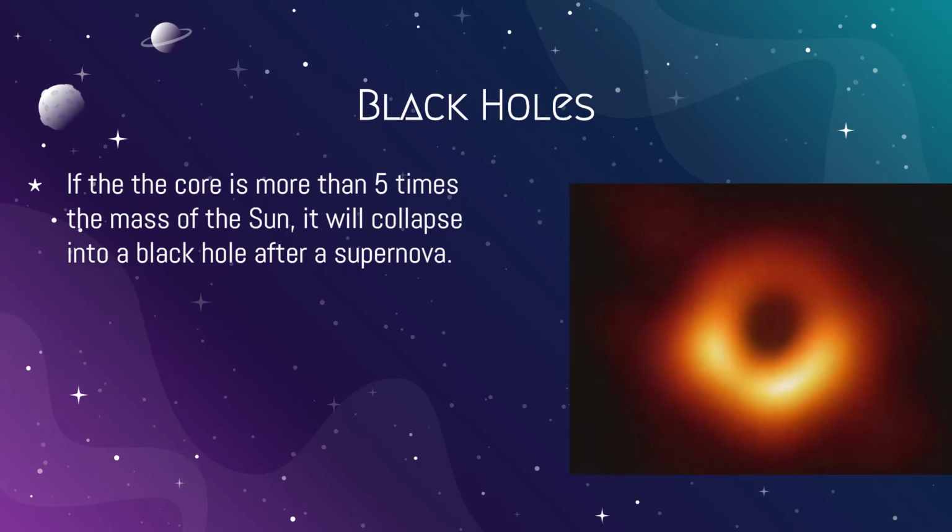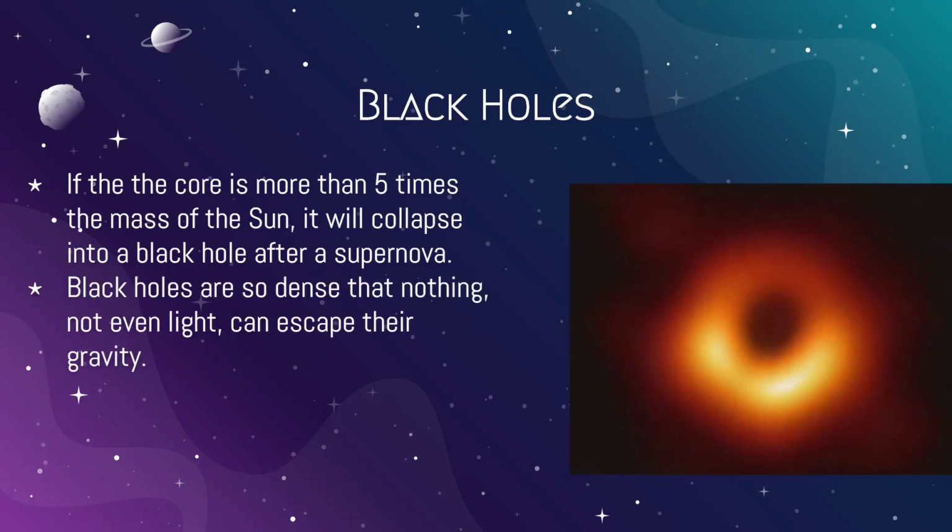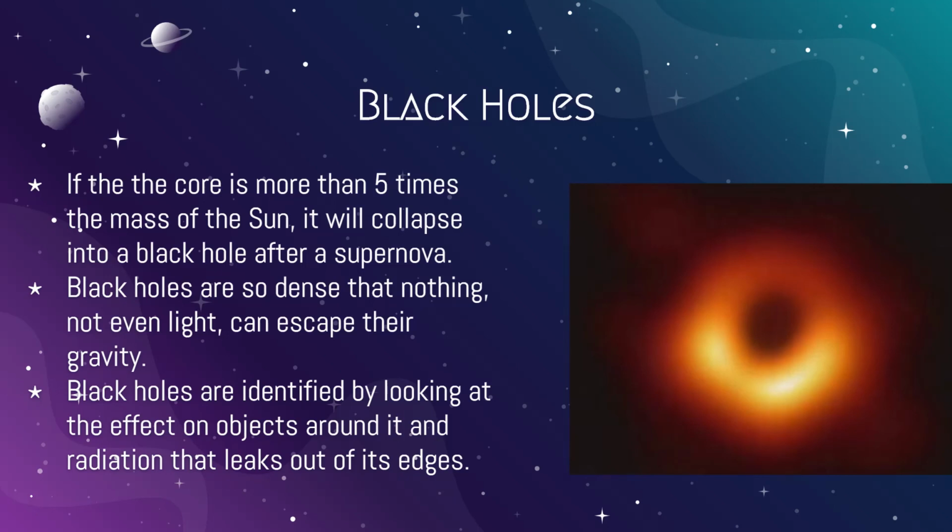If the core is more than 5 times the mass of the Sun, it will collapse into a black hole. Black holes are so dense that nothing, not even light, can escape their gravity. Black holes are identified by looking at the effect on objects around it and radiation that leaks out of its edges. Since not even light can escape a black hole, they are in a way invisible, which is why researchers have to look at how objects surrounding a black hole are affected. Recently, one of the first pictures of a black hole was ever taken, and that image is shown here.